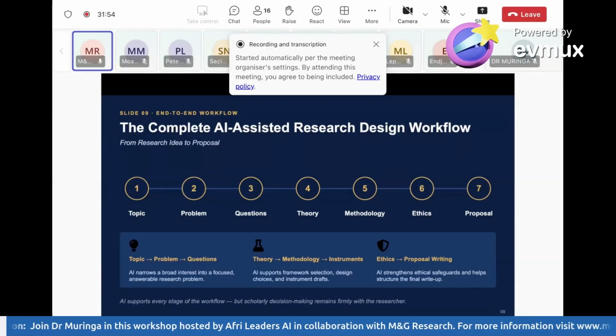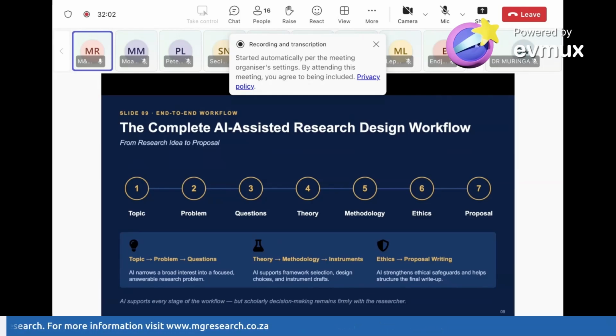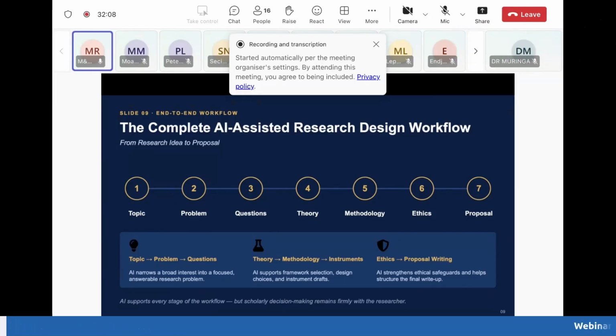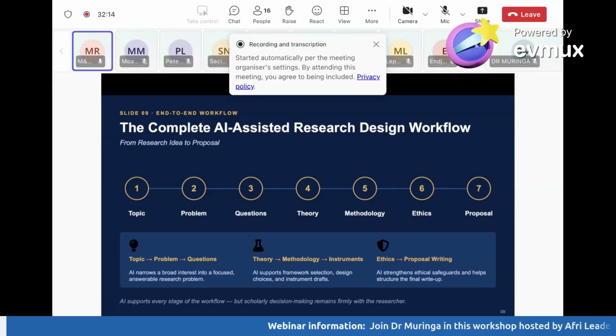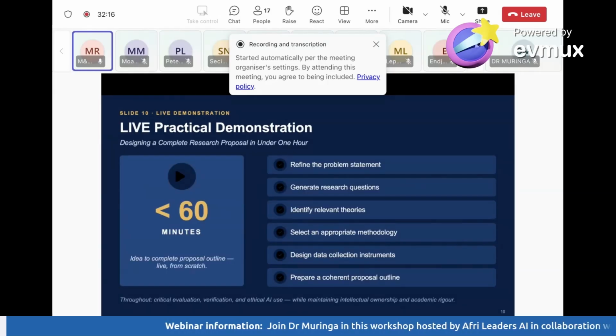AI narrows a broad interest into a focused, answerable research problem. Then theory, method, and instruments. AI will support framework selection, design choices, and instrument drafts, right? And AI will assist in strengthening ethical safeguards and help structure the final write-up. So those are the important aspects of how we can use AI, and we need to use AI as a partner in developing the research design.